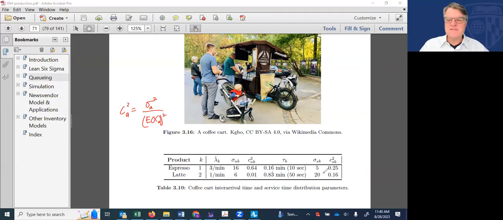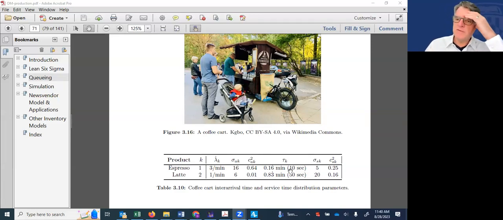The same is true for C sub S. It's the variance divided by the square of the mean. On the service time distribution, much the same. We don't have the distribution, but we're told that the service time is 10 seconds on average, with a standard deviation of 5. So very fast turnaround on that type of beverage.